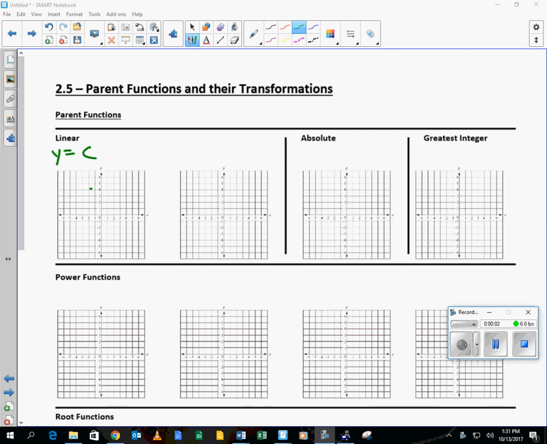Here we go. We have y is equal to c. That's a linear function. It is a horizontal line. Okay, we're going to go through parent functions today and their transformations. This library of functions you need to commit to memory.